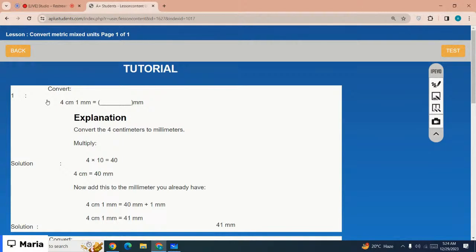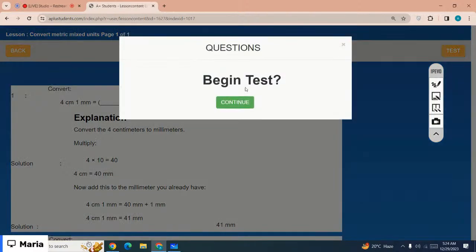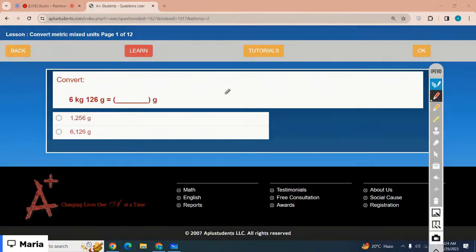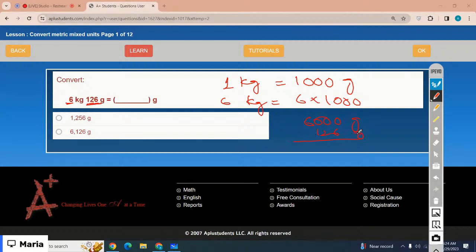Let's just start with the test questions. You have to convert from kilograms to grams, right? That is 6 kilograms and 126 grams. So basically, just recall the basic conversions. We know that 1 kilogram equal 1000 grams, right? And here you have 6 kilograms. So 6 kilograms equal 6 times 1000 grams, that is 6000 grams. You already have 126, so just add 126 grams, that equals 6126 grams, right?